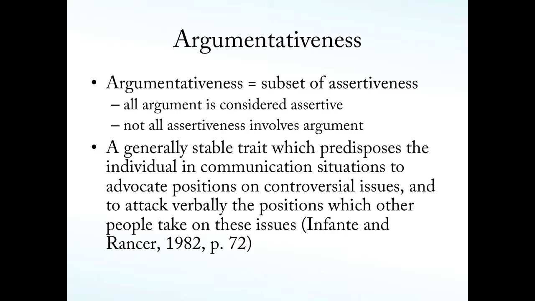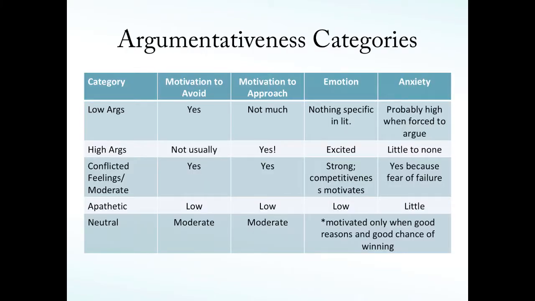Essentially, it comes up to 5 categories, and I'm going to briefly tell you about it, although I don't think it's important for you to know it in detail, but rather to understand it from a contextual point of view. You can see at the top of the table we have low args. They have pretty high motivation to avoid, not much motivation to approach an argument. There's not really anything specific in the literature about other emotion or intensity of emotion that they experience with regard to argument, except anxiety. They probably feel some anxiety. Some people may just more matter-of-factly avoid it.